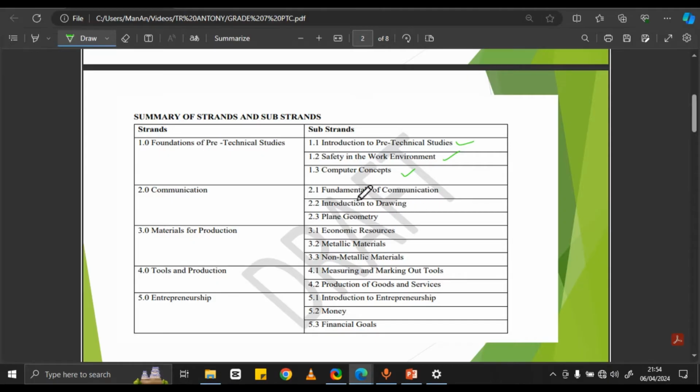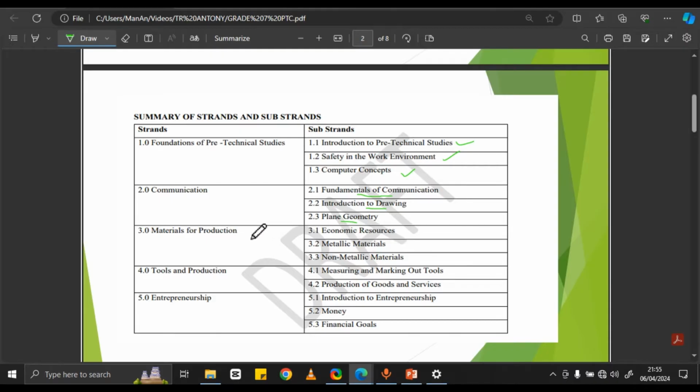Next, you learn communication. So you learn 3 substrands. You learn the fundamentals of communication. You'll understand what is communication and some tools needed in communication. You learn the introduction to drawing. You learn about lines, what is drawing, different types of drawing. You will learn plane geometry, that is making different angles.